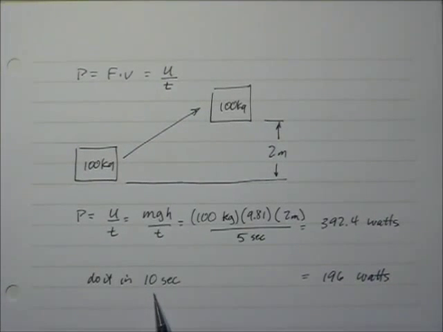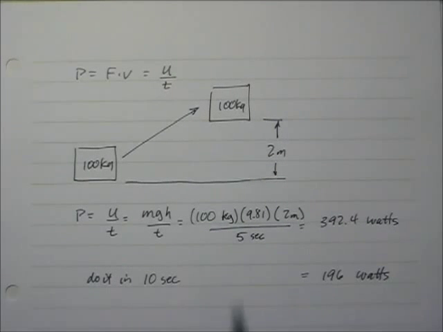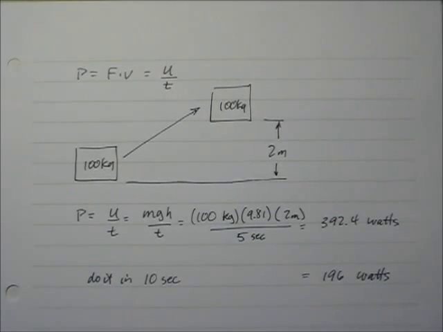However, if I do it in a longer period of time, in other words, I slow it down, it would make sense that I would require less power, and indeed, it's linearly scaled over the time, and so I'd only need 196 watts. Obviously, if I wanted to do it faster, they'd require more power.